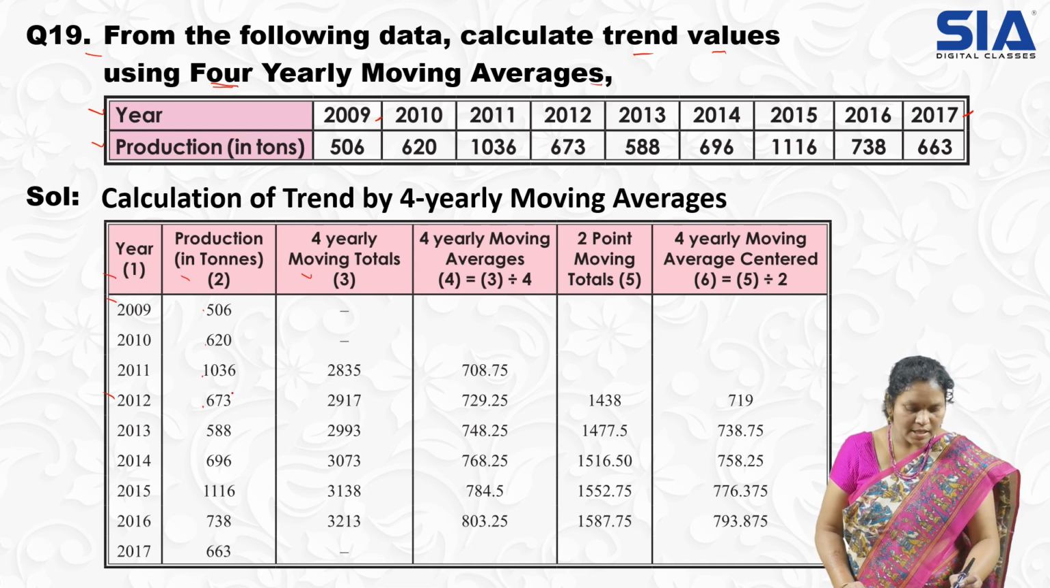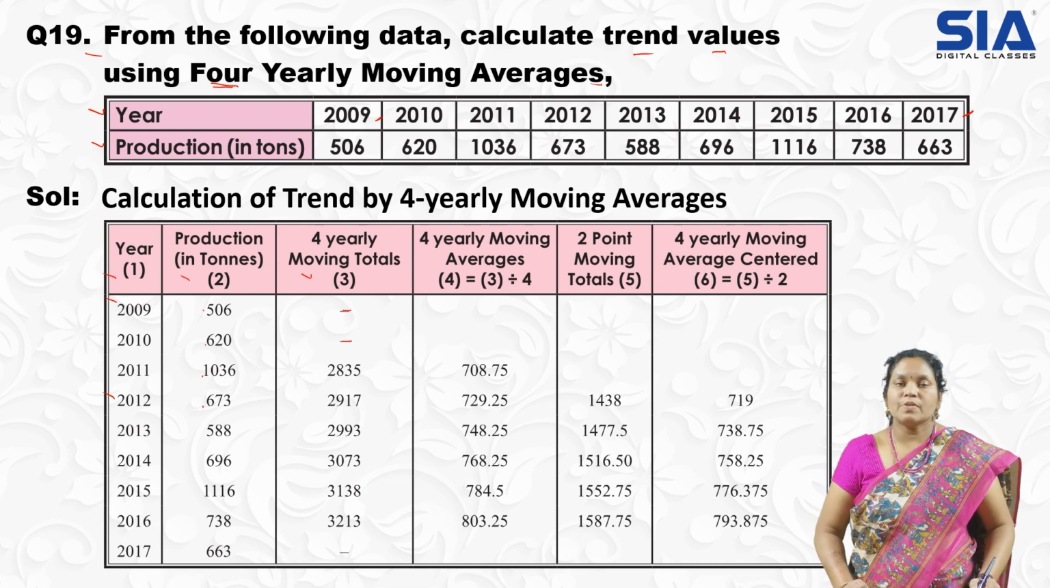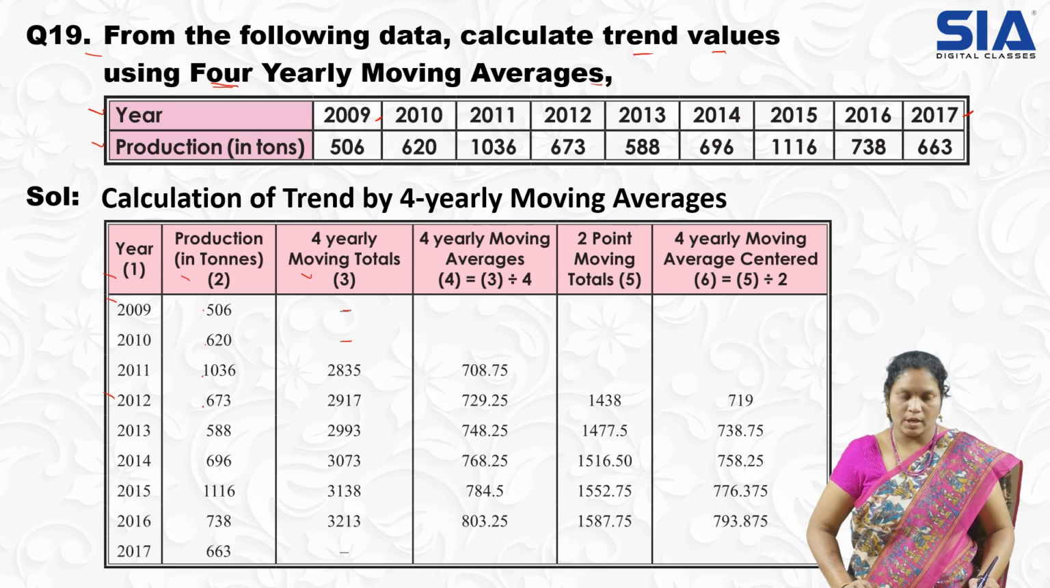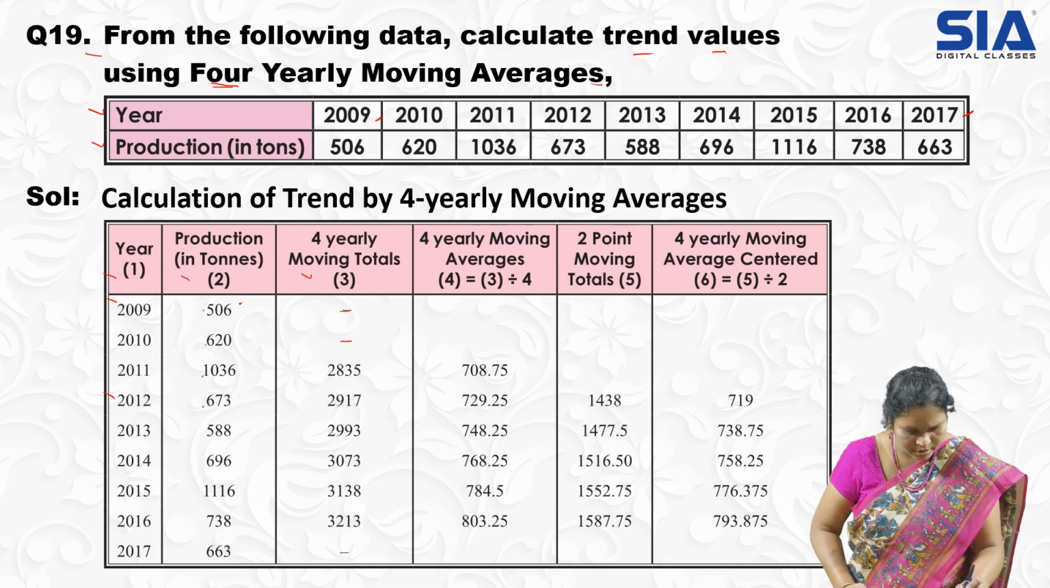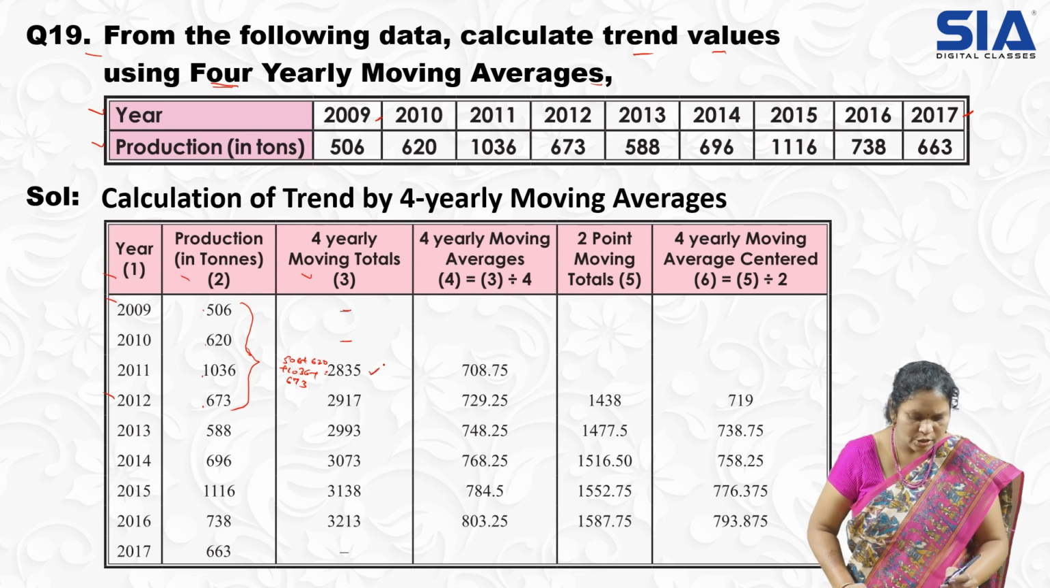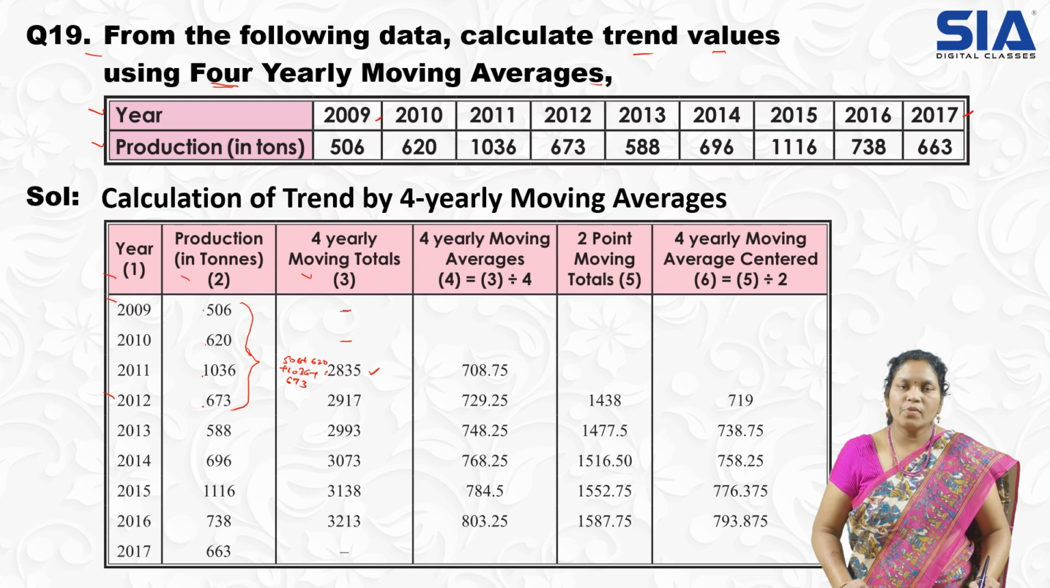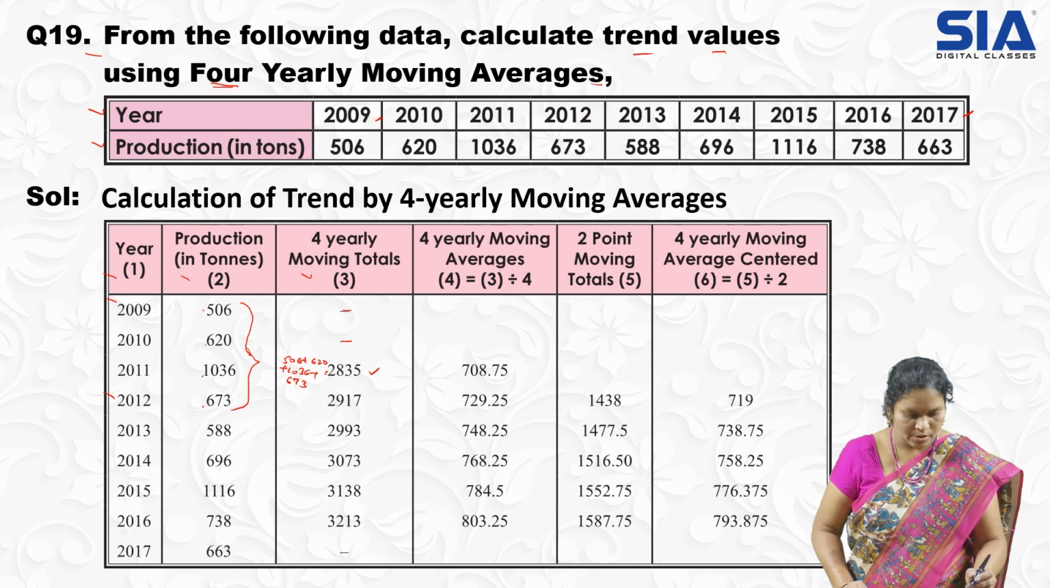Here I have kept dashes for the first two values because we don't have them. Next, at the third value, I have written the answer of the first four totals. So I take the first four values and write the total with the third value: 506 plus 620 plus 1036 plus 673. These values you have to add up, and we got the answer as 2835. So the 4 year moving total means adding the first 4 year values. I have done that.